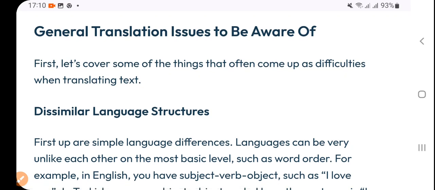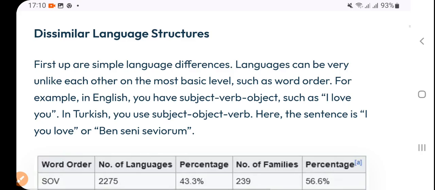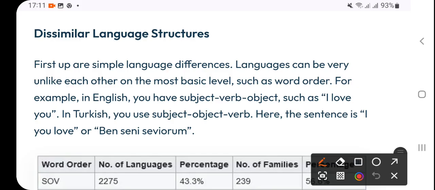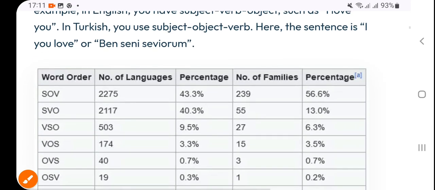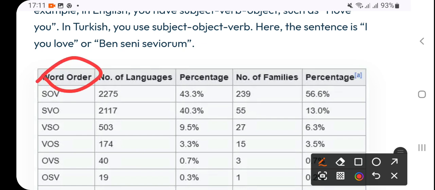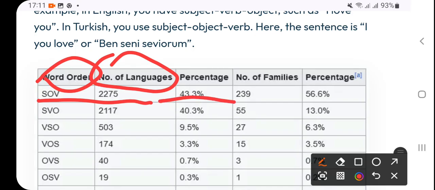The first problem is dissimilar language structure. We had already discussed that it's the language structure, word order especially. The word order is different. In English, it's subject, verb and object. In Turkish, it's subject, object and verb. Even in the Hindi language, subject, object and verb. So here a table is given: this is the word order, this is the number of languages that follow this word order, and this is the percentage that follow it, right?